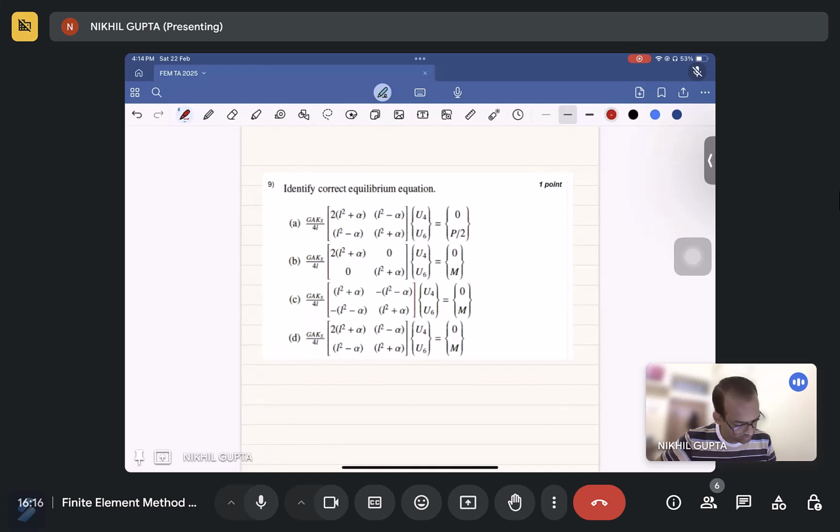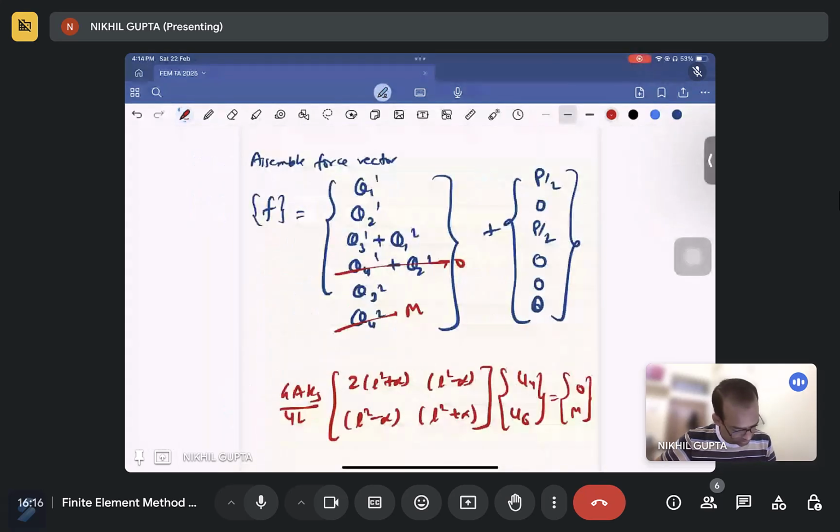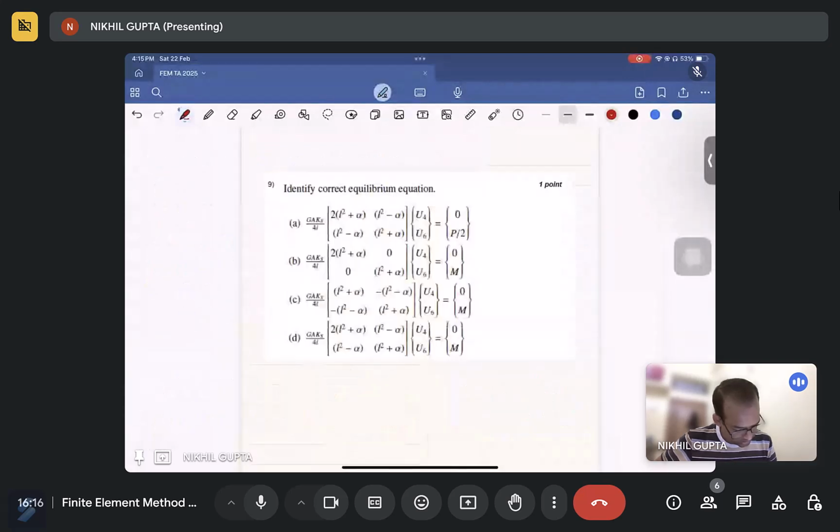0m g4 g6 2l square by plus alpha. This is this, l square minus alpha. This is this. I think the answer is D.